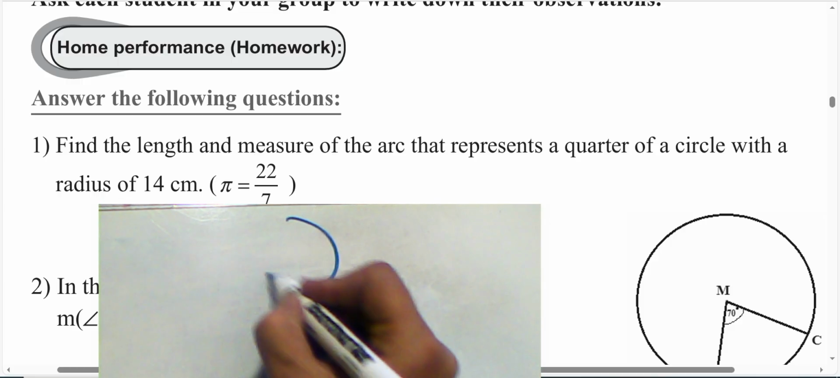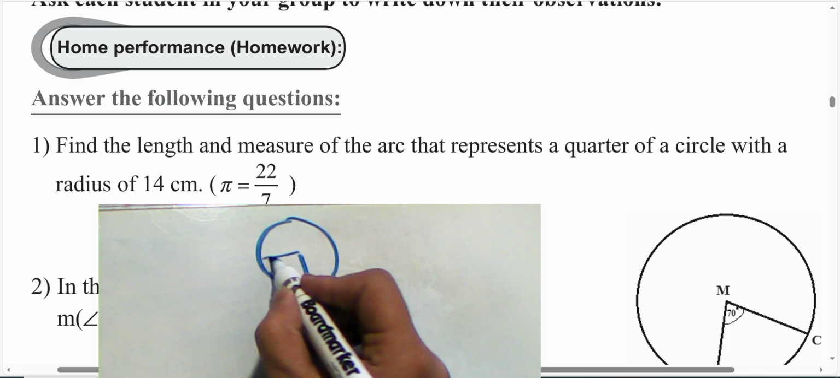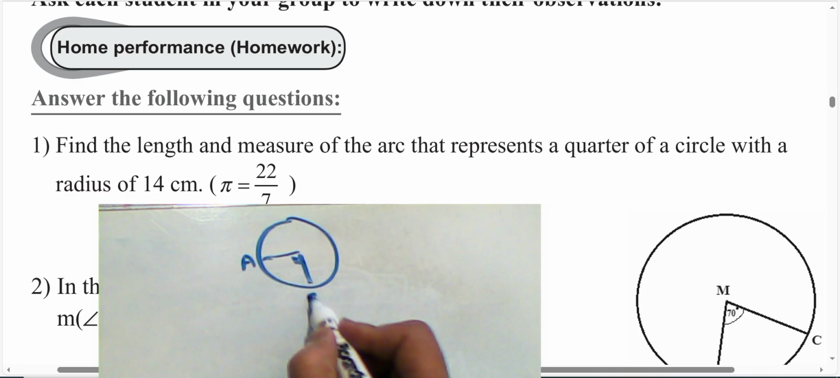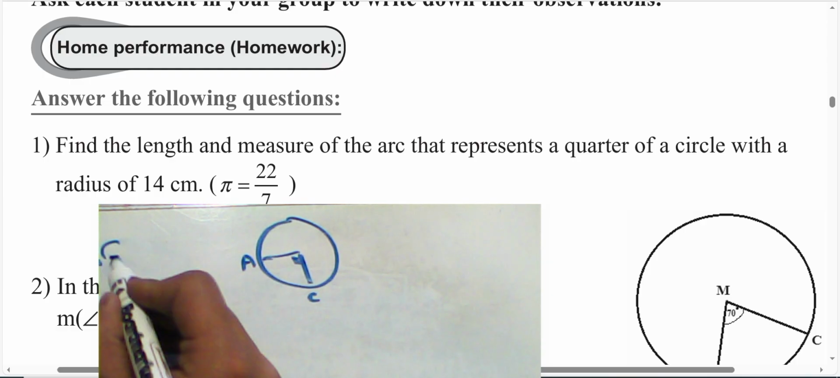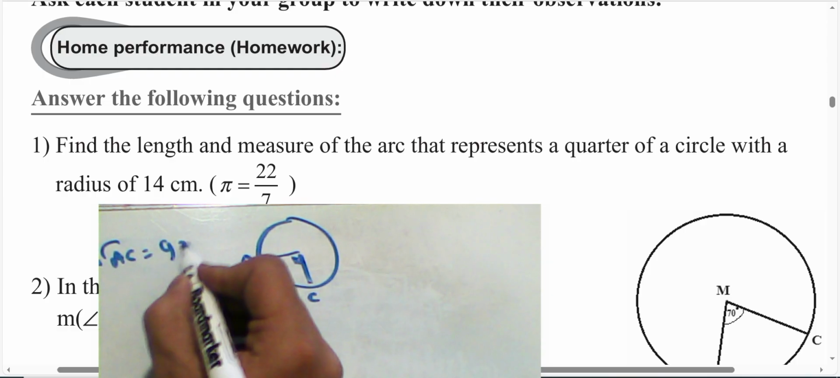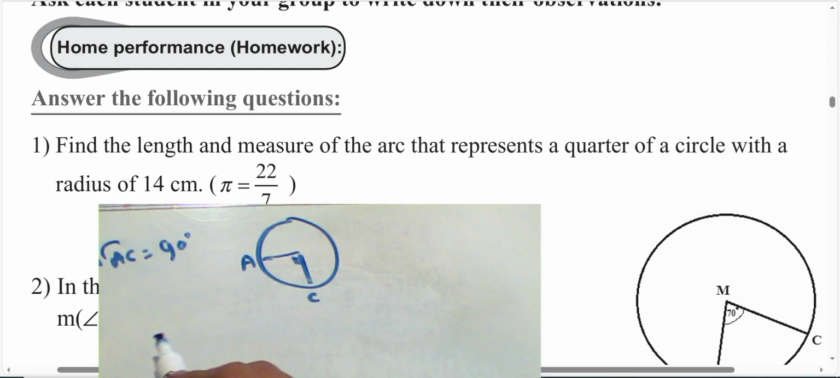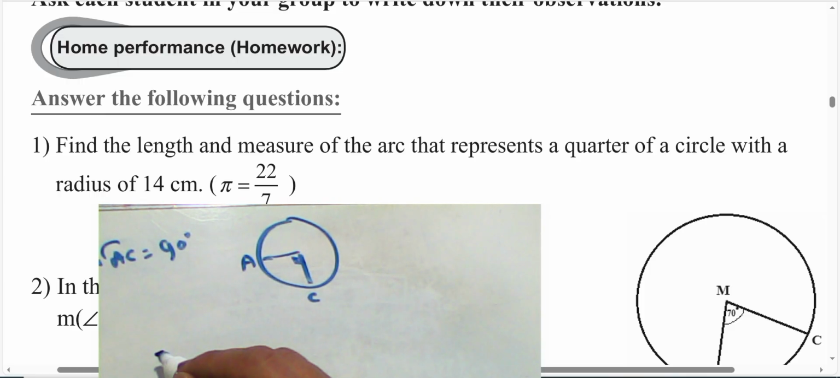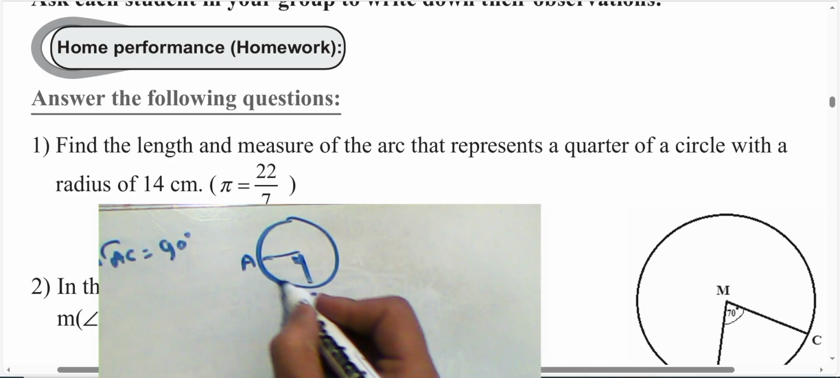The quarter of a circle like this, the measure will be 90 degrees, like AB, it's an arc. The measure of arc AC will be 90 degrees because it will be a quarter of the circle. The measure of the circle is 360 divided by 4 equals 90 degrees. And also, what does he want to find? The length. We can find the length of this arc.